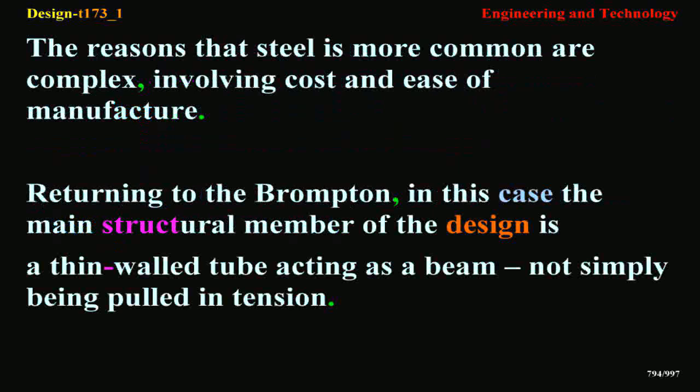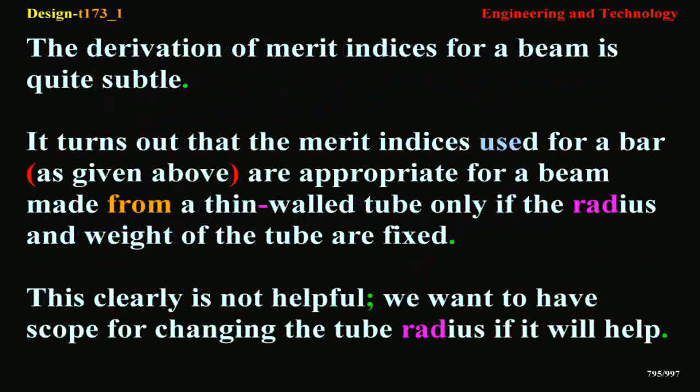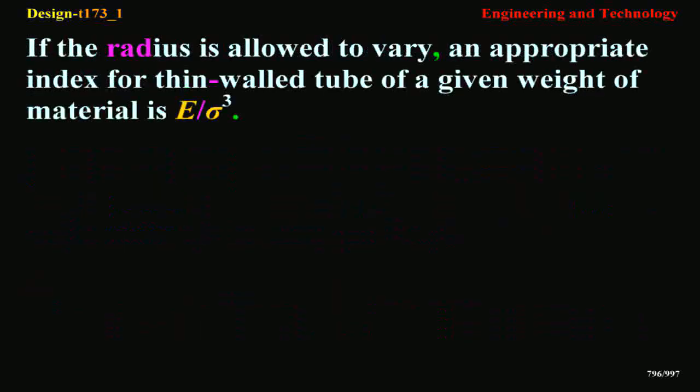Returning to the Brompton, in this case the main structural member of the design is a thin-walled tube acting as a beam, not simply being pulled in tension. The derivation of merit indices for a beam is quite subtle. It turns out that the merit indices used for a bar as given above are appropriate for a beam made from a thin-walled tube only if the radius and weight of the tube are fixed. This clearly is not helpful. We want to have scope for changing the tube radius if it will help.